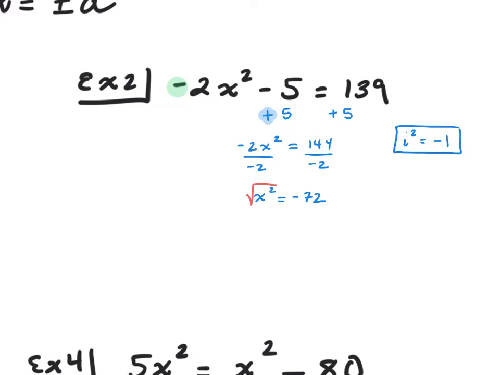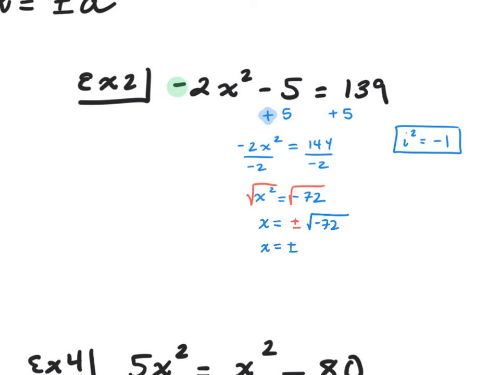I'm going to take the square root of both sides and get that x is equal to, and I'm still going to have plus or minus, because once again, the positive version and the negative version are going to work. So that still applies here. Whatever the square root of negative 72 is, and we practice simplifying that.